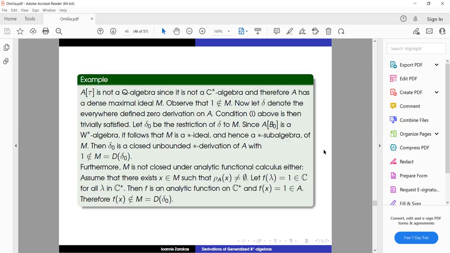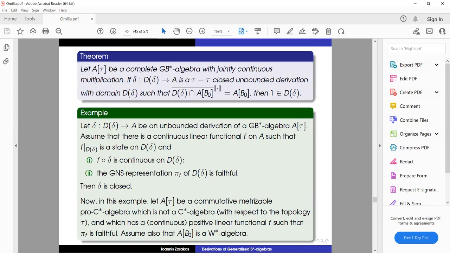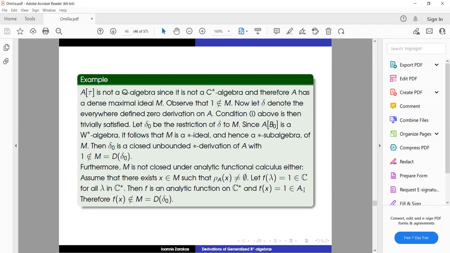Okay. The next example, I will briefly say what it depicts. It depicts a situation in which we have a derivation of a GB star algebra, whose domain of definition, d delta, does not contain the identity. Okay, so this is an example which tells us that the situation might be different with respect to the C star algebra setting. Okay, not going into details in this example, it has a lot, and I would like to stress subsequent results, but just to state that this example says that, look, the situation is not the same as in the sister algebras.